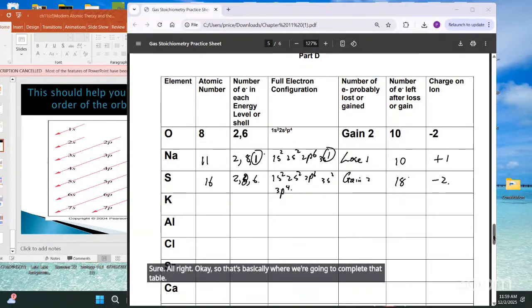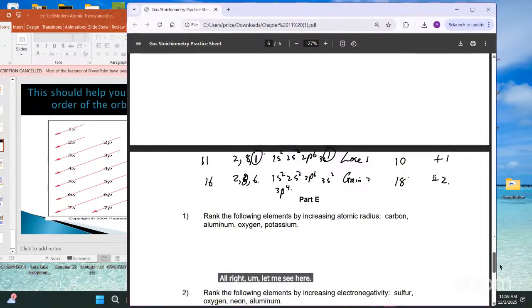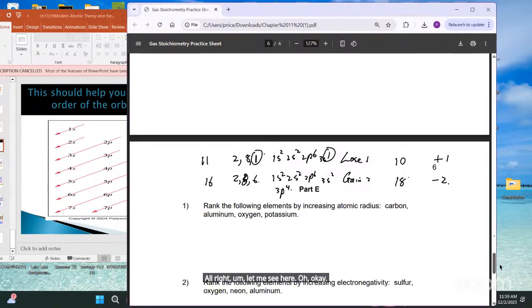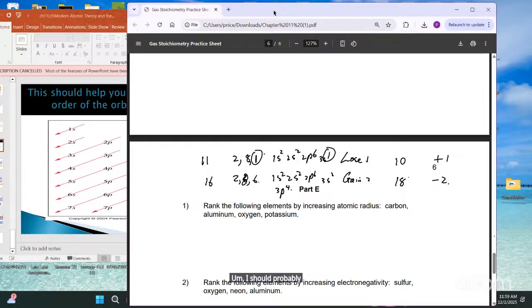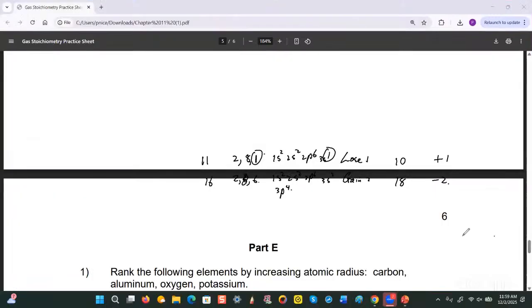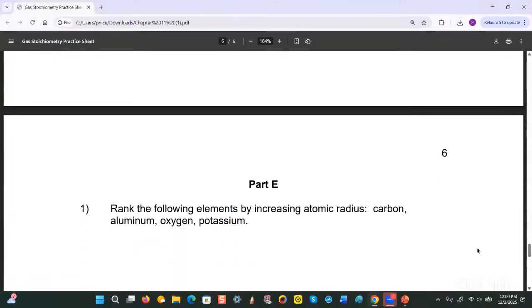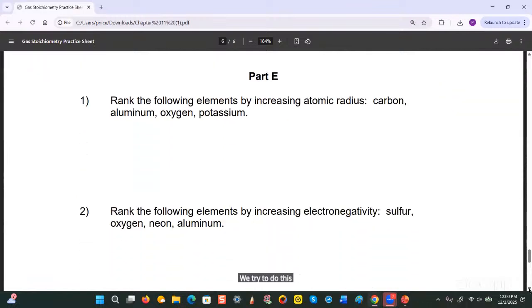All right, let me see here. Oh, okay, now this here deals with periodic trends. Not sure if I'll have enough time to, but let me try to do this as quickly as I can.